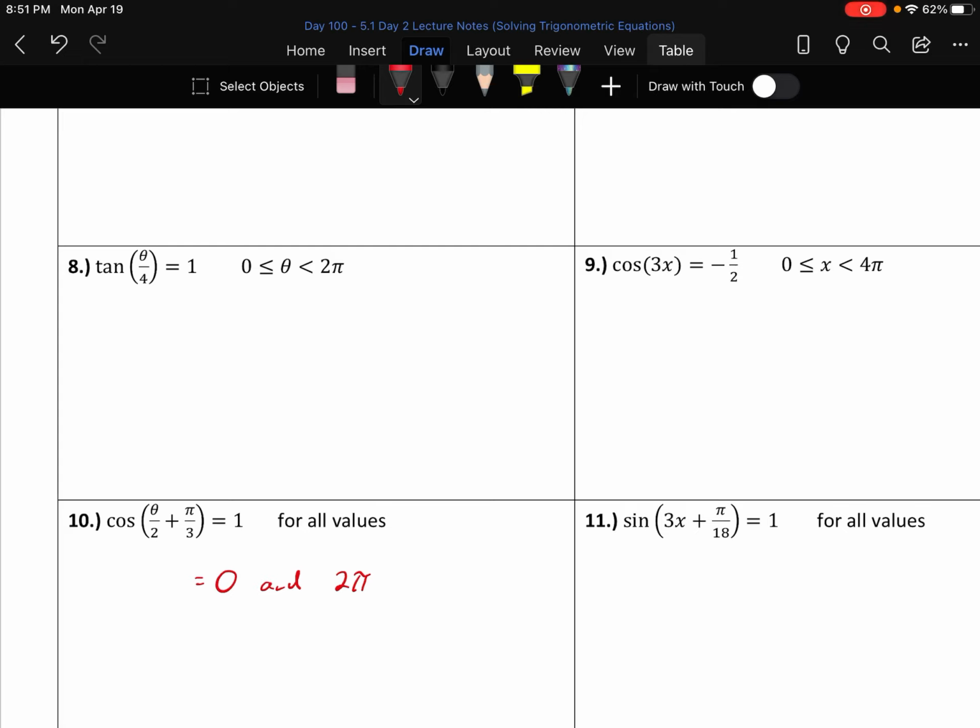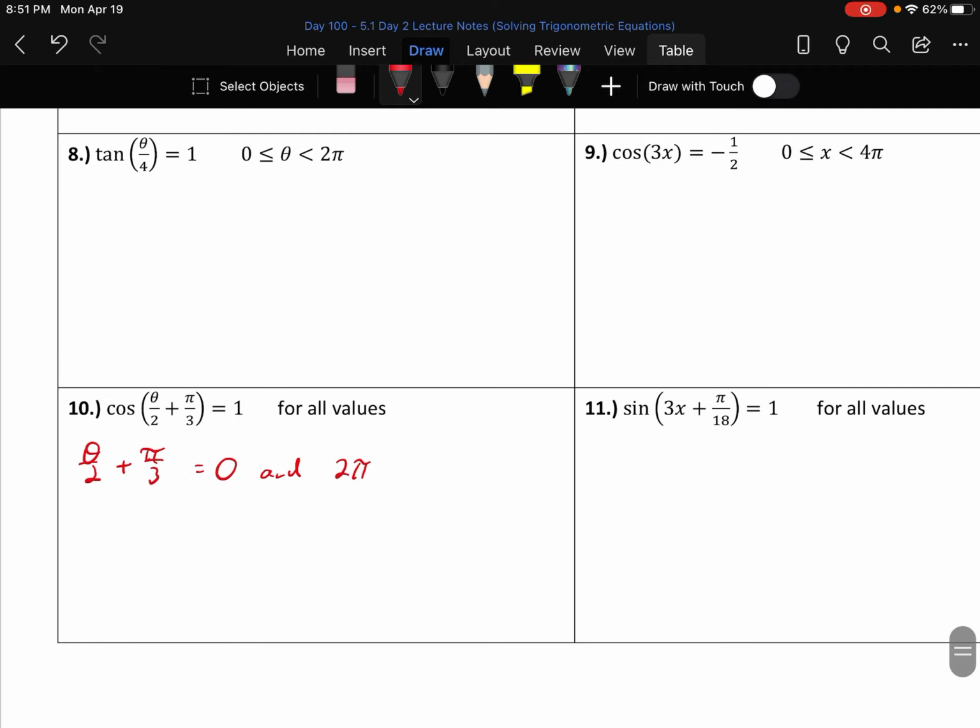Okay, but remember, look at what you have inside your parentheses. You don't just have a theta or just an x. You have theta over 2 plus pi over 3. So that is the equation you are now solving for. And you actually have two equations here. You have theta over 2 plus pi over 3 is equal to 0. And you have theta over 2 plus pi over 3 is equal to 2 pi. Because remember, we have two solutions. You're going to end up with two different equations here. All right, so for each of these, you're going to solve for theta.